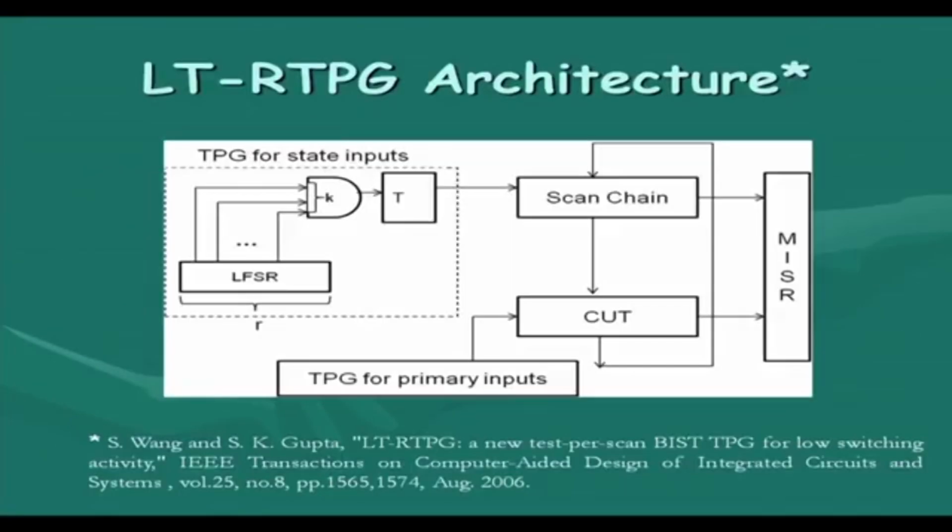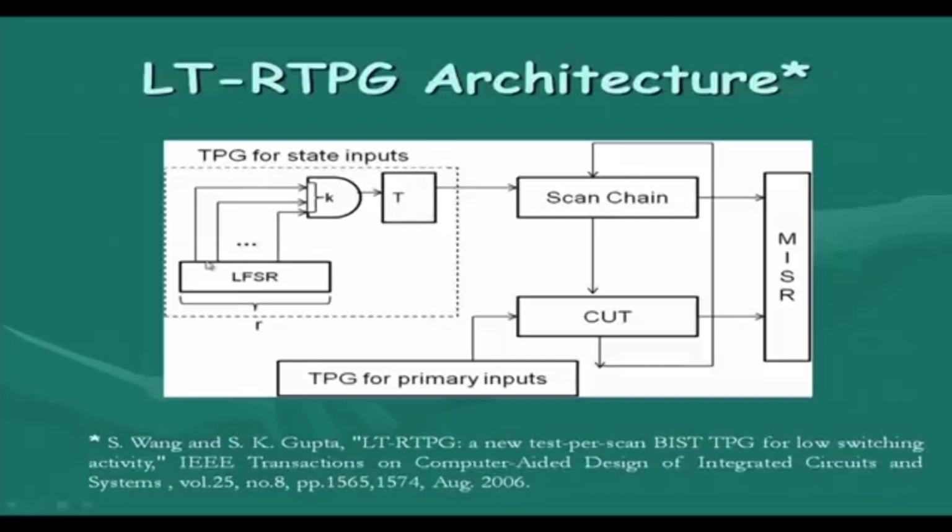So, another architecture is known as LT-RTPG. This is a scan based test pattern generator for low switching activity. So, this tries to minimize the switching activity. So, what is done? A number of inputs from the LFSR are fed to a k input AND gate, and the output of this k input AND gate is fed to the T flip flop.